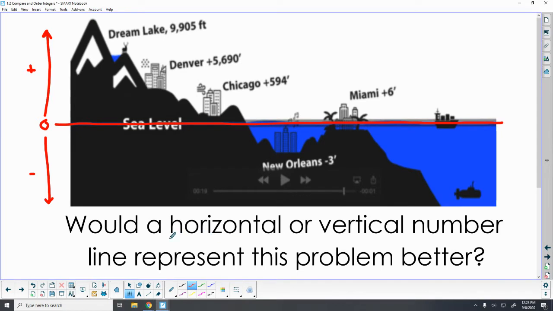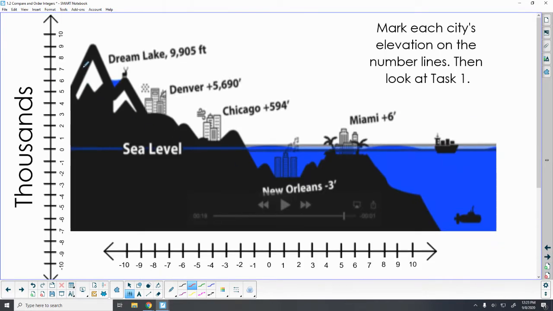So would you use a horizontal going across or a vertical up or down to better represent this problem? If it were me, I would pick the vertical because the elevations are going up and down compared to sea level. You can use either one, but I would choose a vertical. So let's look at these and mark them on a number line. So we're going to think of these as thousands. So 1,000, 2,000, 3,000, and so on.